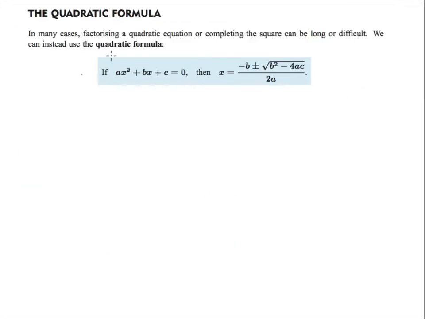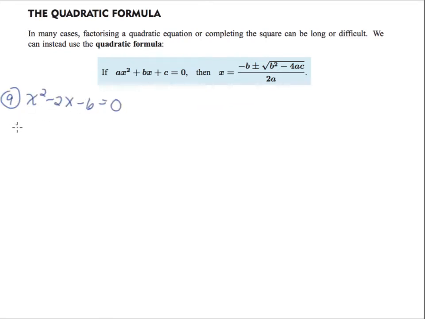Let's review our third method of solving quadratic equations, which is using the quadratic formula. Remember, the quadratic formula that you need to memorize is x is equal to the opposite of b plus or minus the square root of b squared minus 4ac, all over 2a. So let's review this by looking at our first example, example number 9.